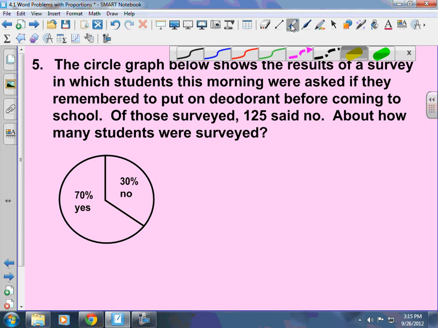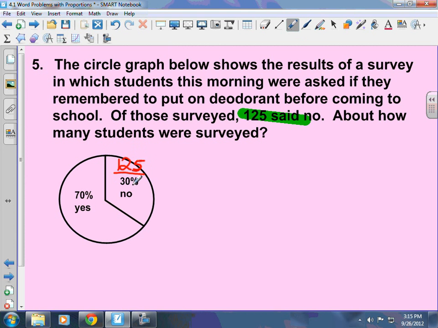Okay, this, I'm just going to show you the shortcut, all right? They're going to tell you either how many people say yes or how many people say no. Here they told you how many people say no. So you go to your no percentage, turn it into a fraction, and write the number that said no on top. Okay? Now I divide this out. The important thing you must remember is that is 30%.